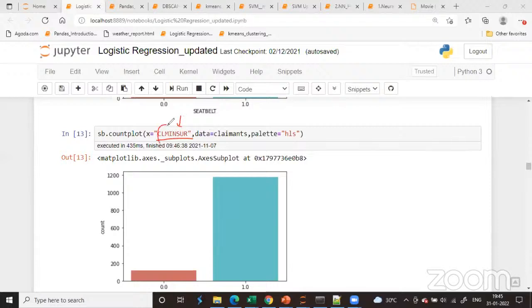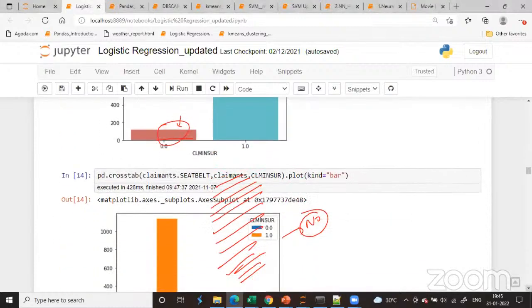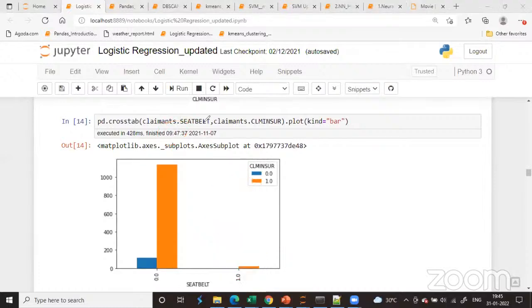Similarly, you can do a count plot on claimant insurance. So most of the observations in your data set do not have insurance. That is what you can understand from your count plot on the claimant insurance column. So I can do a cross-tab and compare two columns, seatbelt and claimant insurance. Most of my observations in my data set are wearing a seatbelt, but they are not having insurance. More observations belong to that category in my data set.